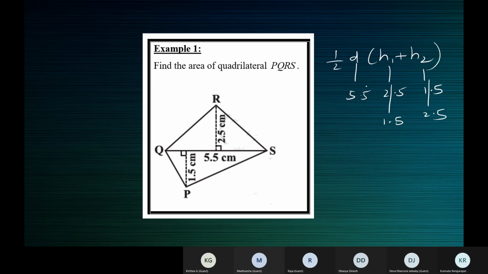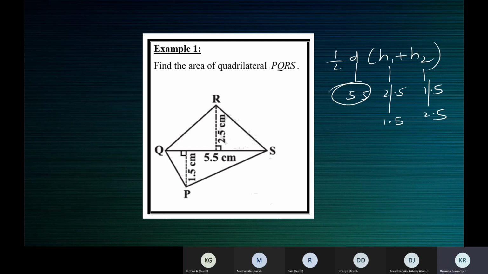That's okay. D stands for diagonal. And the diagonal is QS. Which is the other diagonal of the quadrilateral? QS is one diagonal. Which is the other diagonal? RP, ma'am. RP.